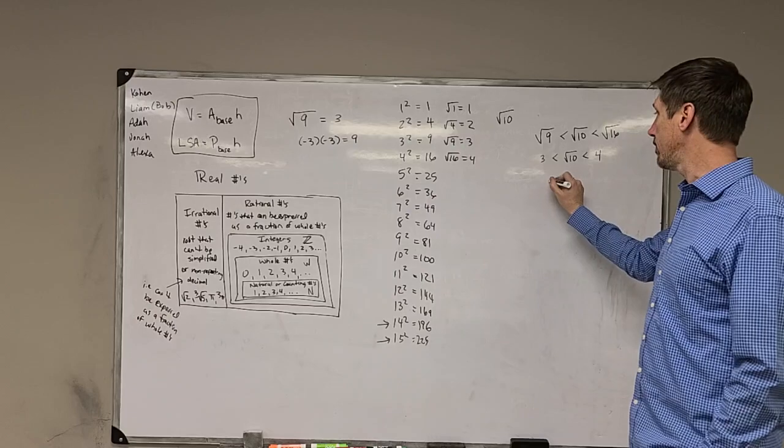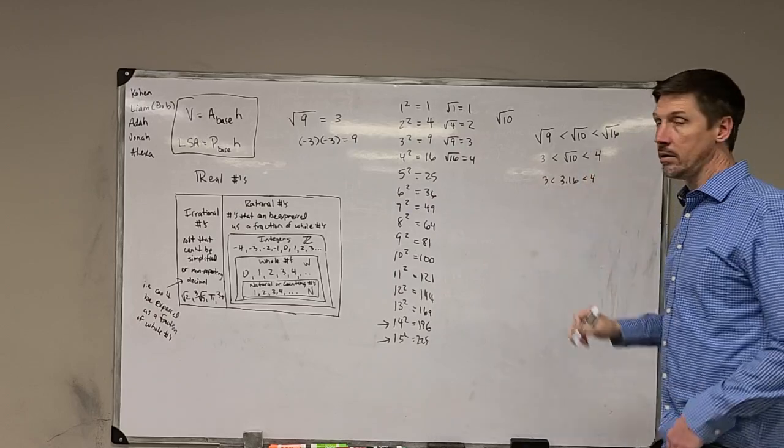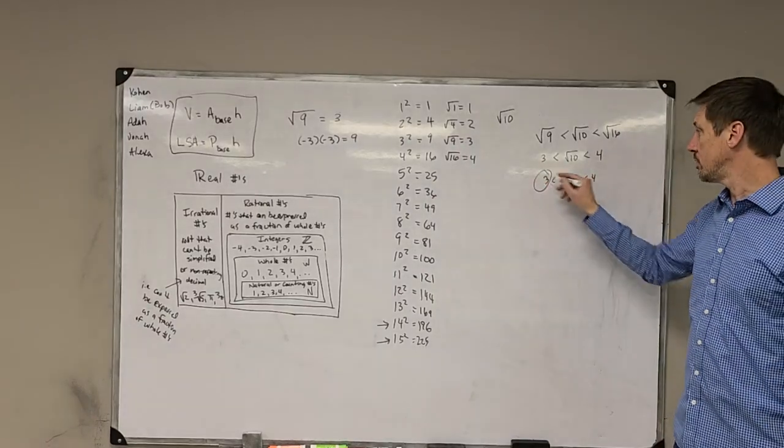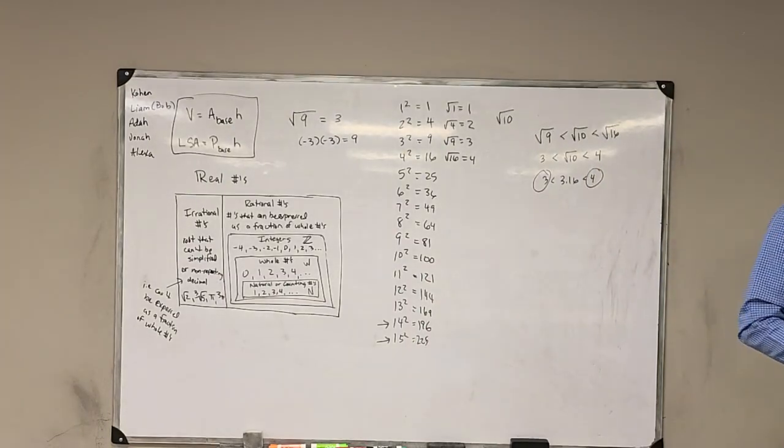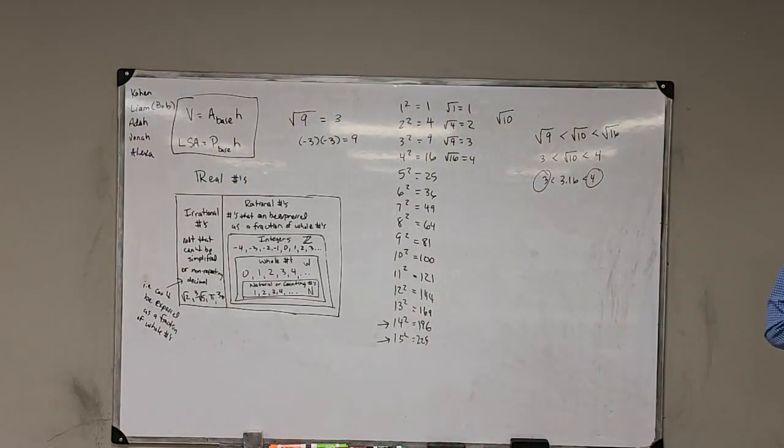All right, so sure enough, it's in between 3 and 4. So 3 and 4 would be the two integers that answer this question here. Okay, does that make sense to everybody? You guys see how you can do that?